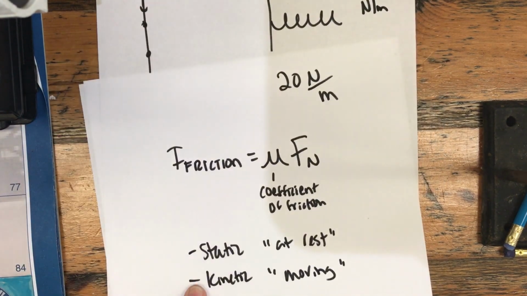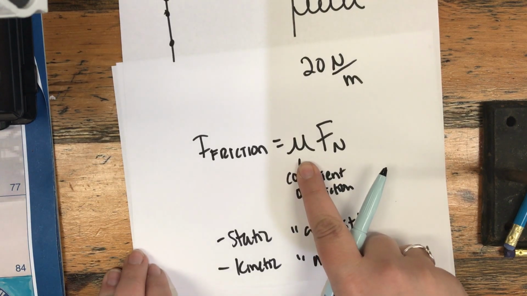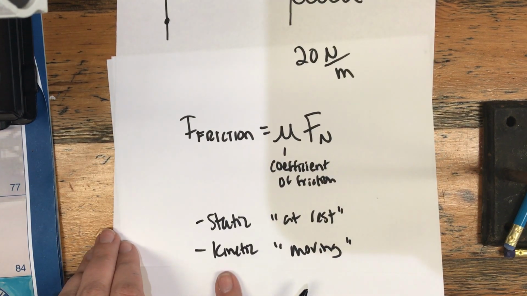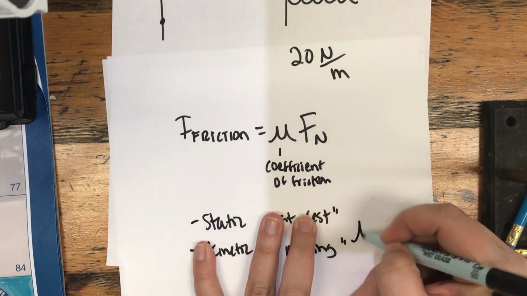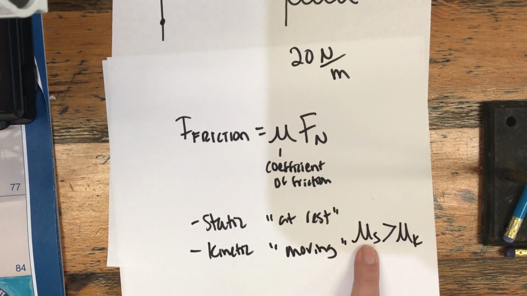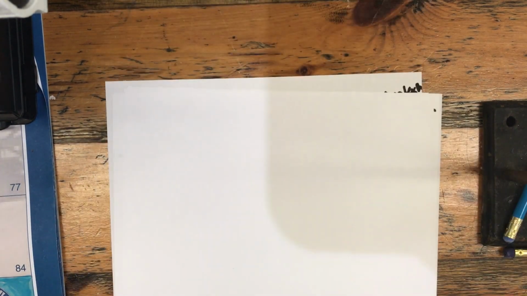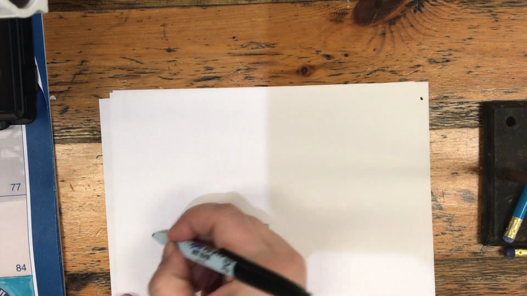So the coefficient of static friction is always going to be greater than the coefficient of kinetic friction, which means that it's harder to get something going than it is to keep it going, right? So let's just look at an example of friction.